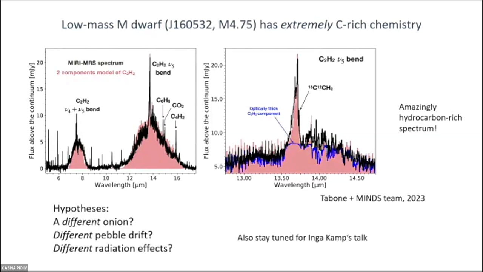And me editorializing for what could be the cause of this, according to the authors, they essentially say, well, maybe it's a different kind of onion. Maybe the chemical structure is just a little bit different around this lower mass star. Maybe it's a different type of pebble drift for this object, or maybe it's about the radiation field of this low mass star. And I think we're going to hear more about this maybe in Inga's talk.